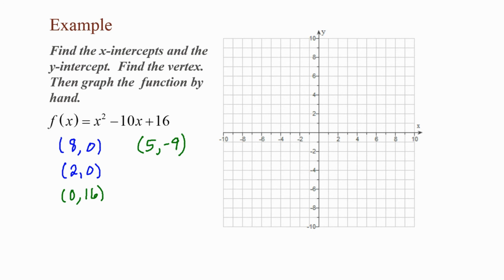Now we want to plot our points. 8, 0, 2, 0, 0, 16 is a little too big for our graph, and then 5, negative 9. Then draw our parabola through our points. And now we have a graph of the function f of x equals x squared minus 10x plus 16.